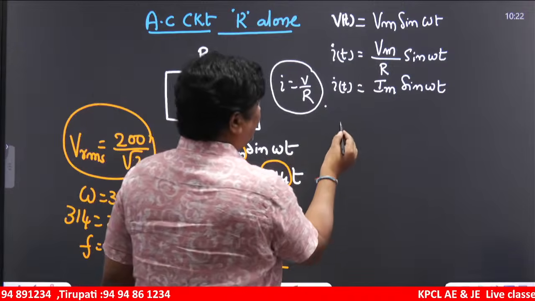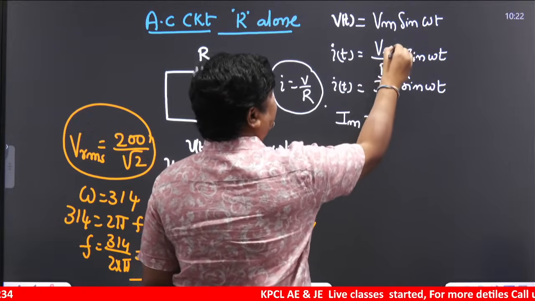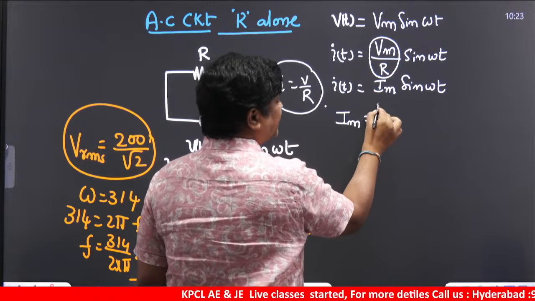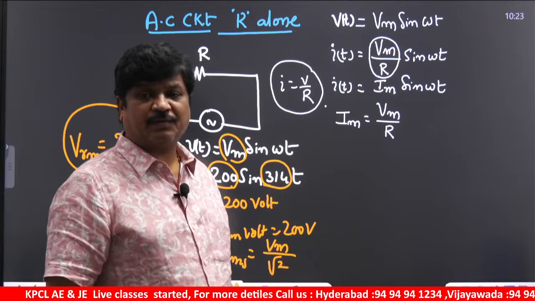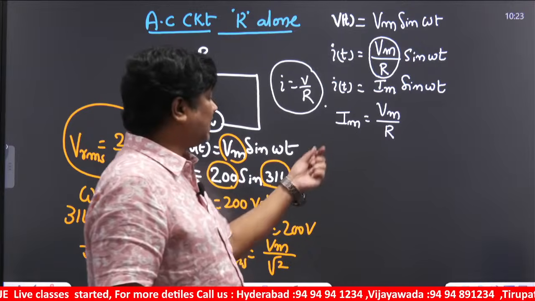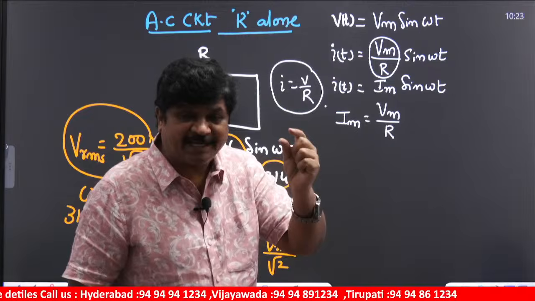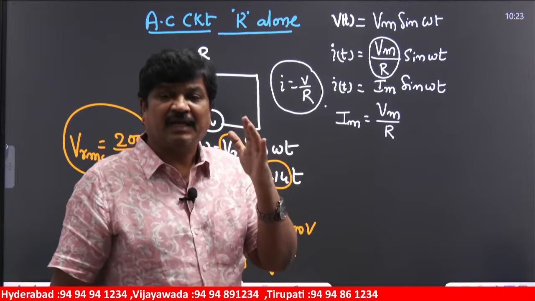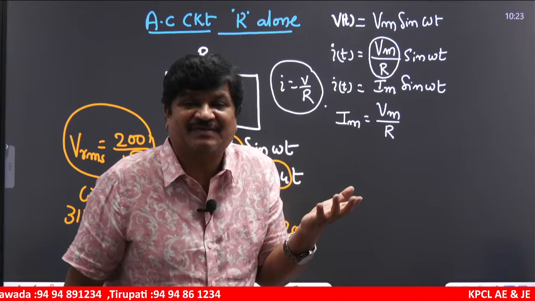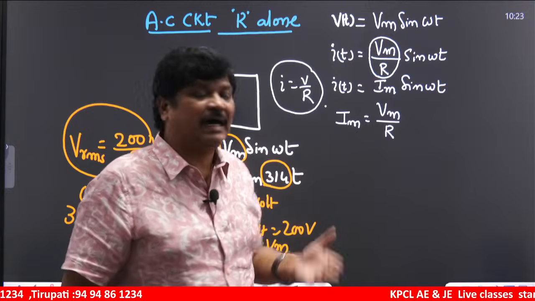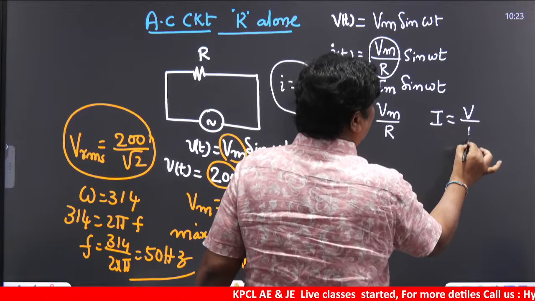Now tell me, what is the Im formula? From this equation, just check here. Im is equal to Vm by R. Sir, what is Im? Maximum current. What is Vm? Maximum voltage. But in our practical situations, we always use the RMS values. So I is equal to V by R.